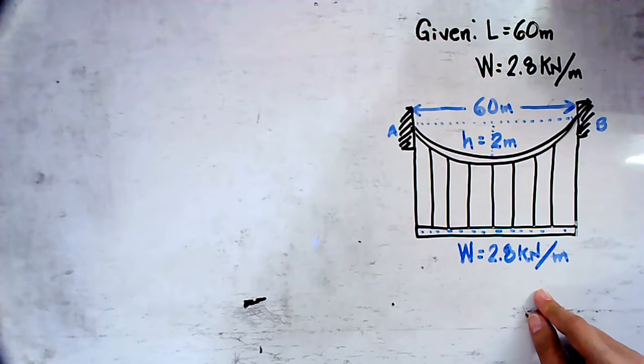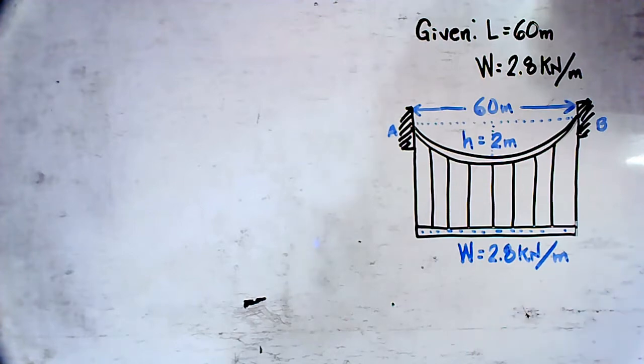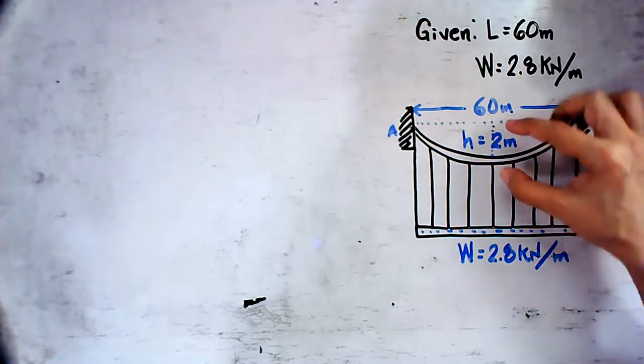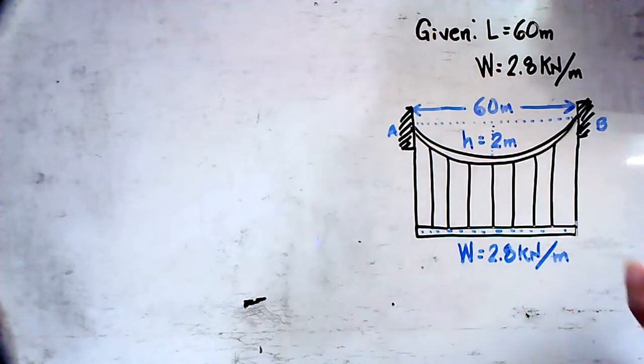So we have the allowable tensile load provided, which is 1,100 kilonewton. The first question is, we have to determine the maximum tension at the support given that the sag is 2 meters. So that's why we have here H is equal to 2 meters.